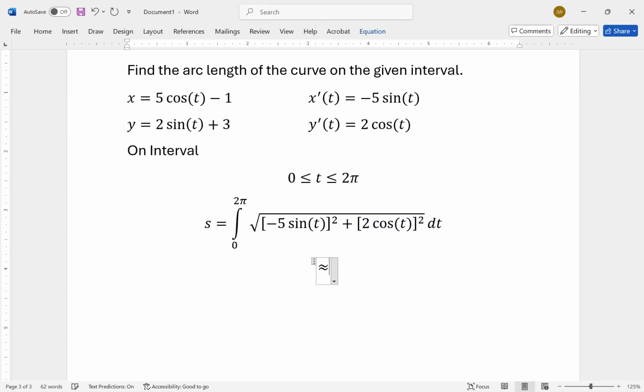I am not going to do that by hand. That would be pretty tough to do by hand, but I will punch that into the calculator. By the way, just as a note, when I punch this into my calculator, I need to make sure that my mode is in radian form because we're going from 0 to 2 pi. Our angles there are in radians. And every time you do calculus, it's pretty much in radians. So type that into the calculator.